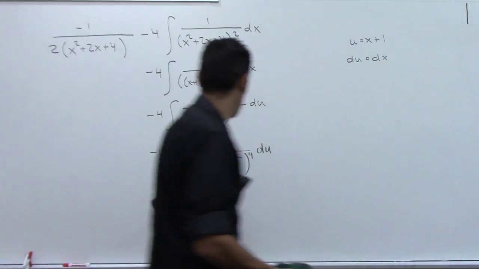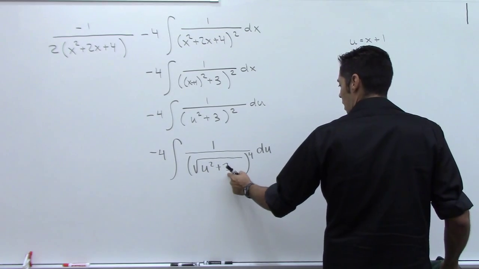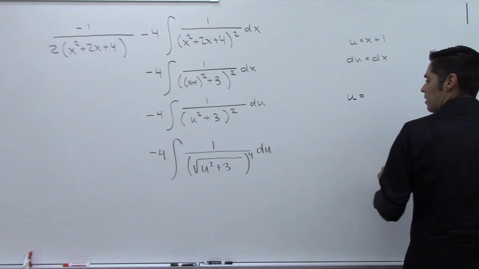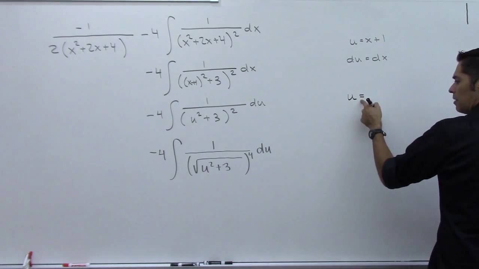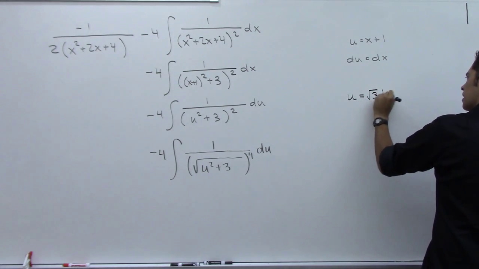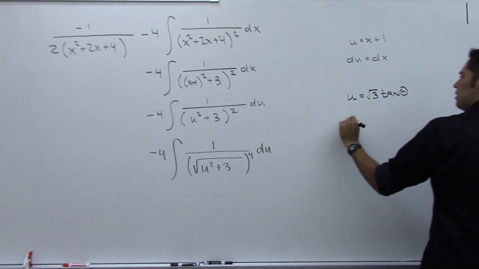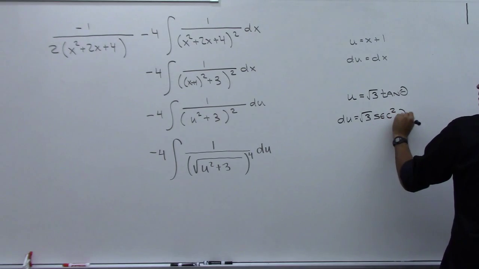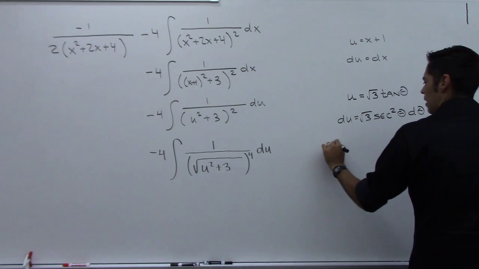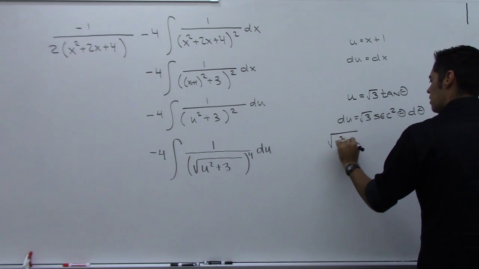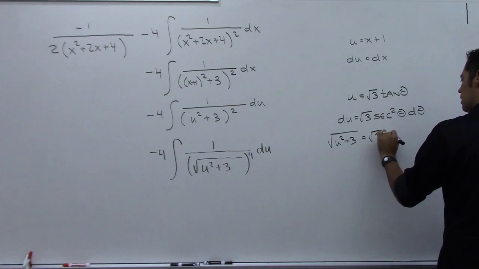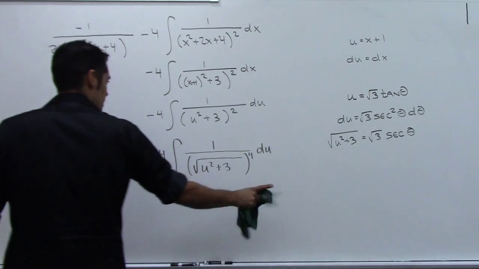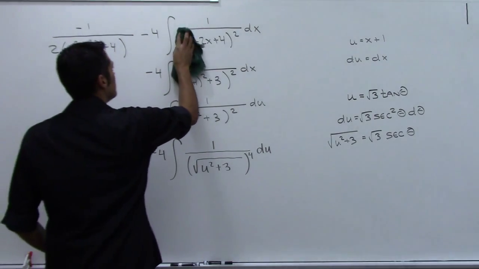And the trig substitution we use when we have variable squared plus constant squared is a tan theta. And in this case, u will be equal to a, which is root 3 tangent theta. Then du is root 3 secant squared theta d theta. And the square root of u squared plus 3 is equal to root 3 secant theta. So now I'm ready to rewrite this. And I'll do it back up here.